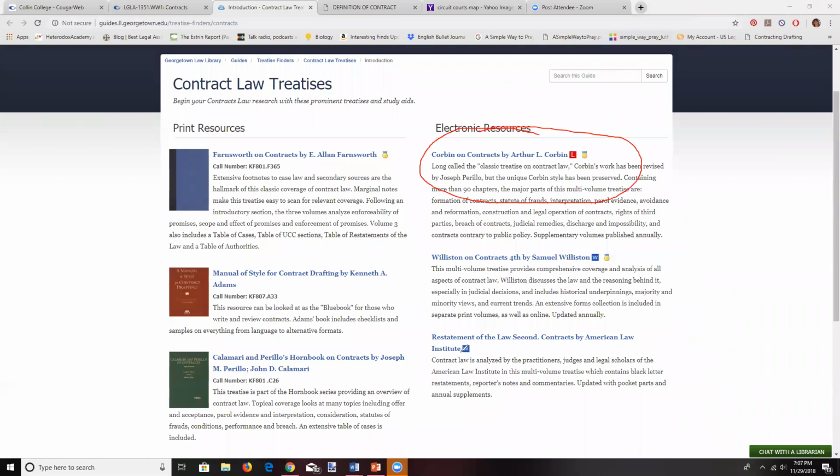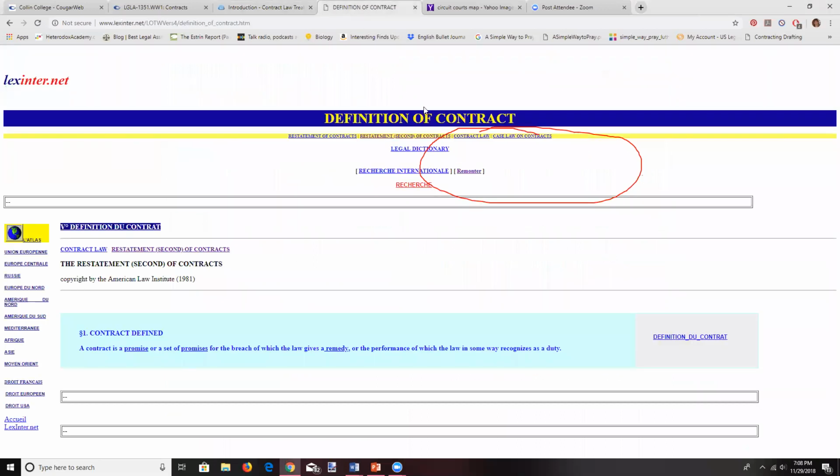I'm also going to show you the Restatement of the Law of Contracts here. I have this available. Let's see if I can get rid of that annotation. Here we go. Let's clear all drawings. Okay. This is the definition of contracts that we have in the Restatement. The Restatement is a secondary resource.